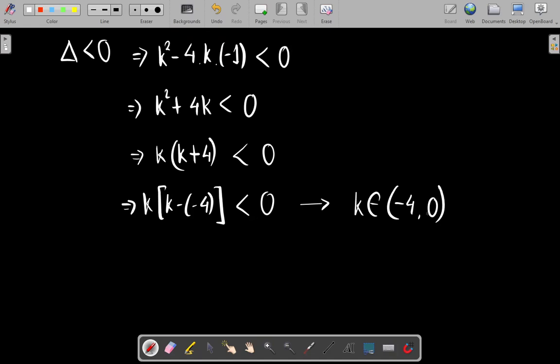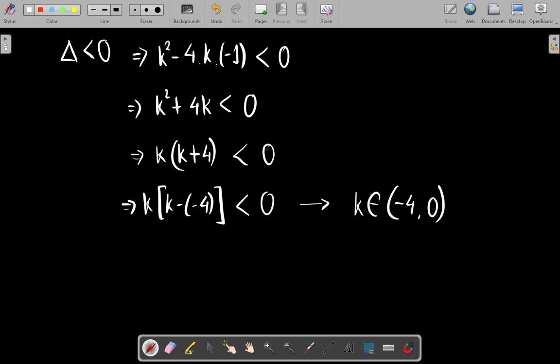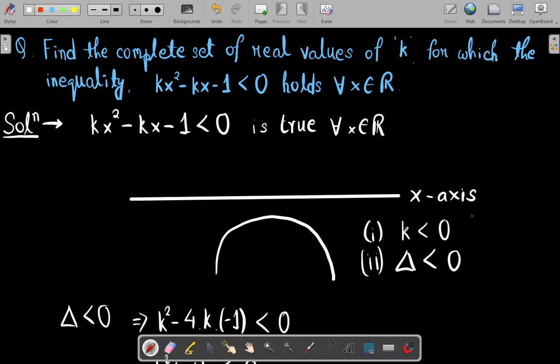So this is the condition, and we are also given the other condition that k should be negative, that k should be less than 0. These are the two conditions. Now on observing this inequality here, let's say this is equation star.